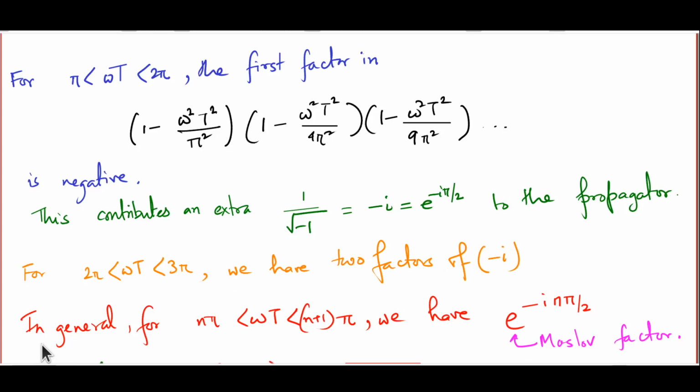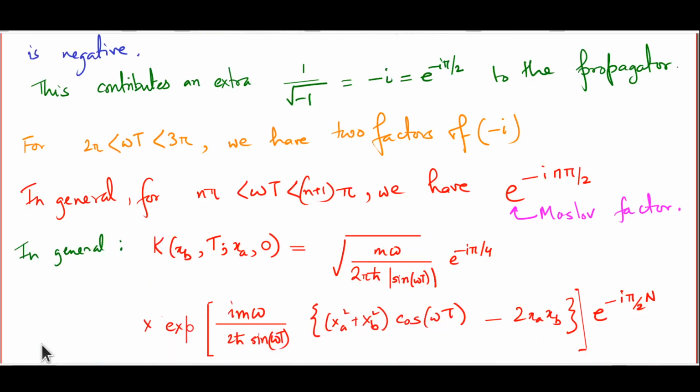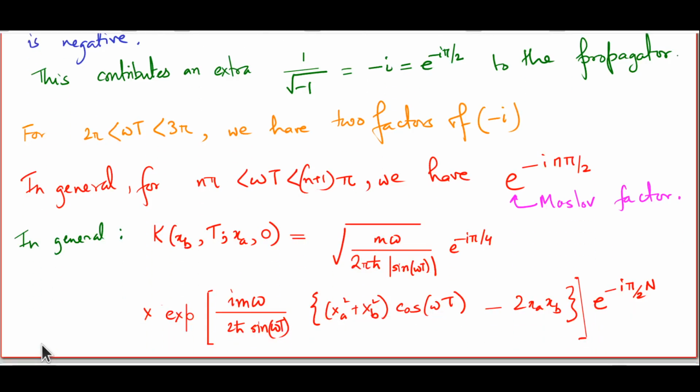So, taking the Maslov factor into account, our propagator will essentially have this form. Root over m omega by 2 pi h cross, the sine omega t has now become mod sine omega t. Remember, every time you take out a minus sign from the square root, you are left with a product of only positive numbers, which means the product is no longer sine omega t, it's mod of sine omega t. The i has come out from the square root and has become e to the minus i pi by 4. That was the i that was already there in the normalizing factor.